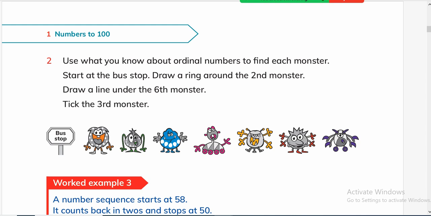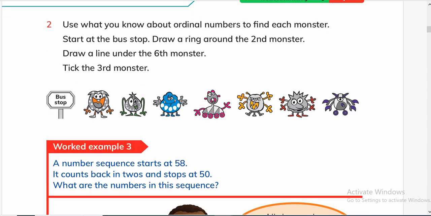Okay, use what you know about ordinal numbers to find each monster. Ordinal numbers are the numbers first, second, third. Start at the bus stop. Draw a ring around the second monster. It is first, it is second, because we have to start from the bus stop. So draw a ring around the second monster. Draw a line under the sixth monster. First, second, third, fourth, fifth, sixth. Draw a line under the sixth monster. Tick the third monster. Okay, let me remove these lines and now pick the third monster.